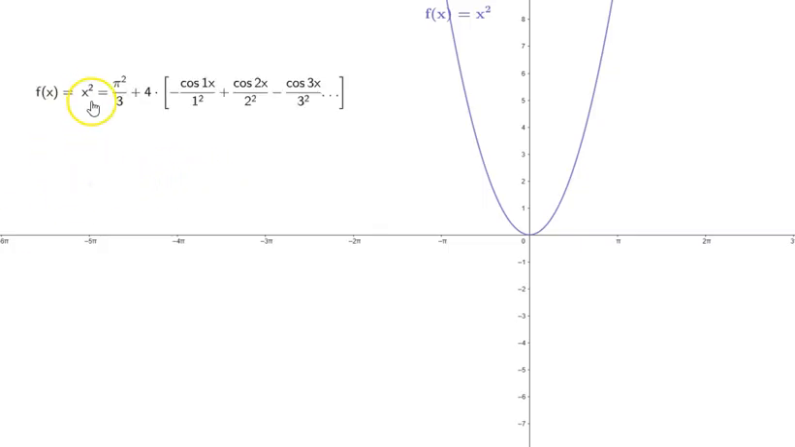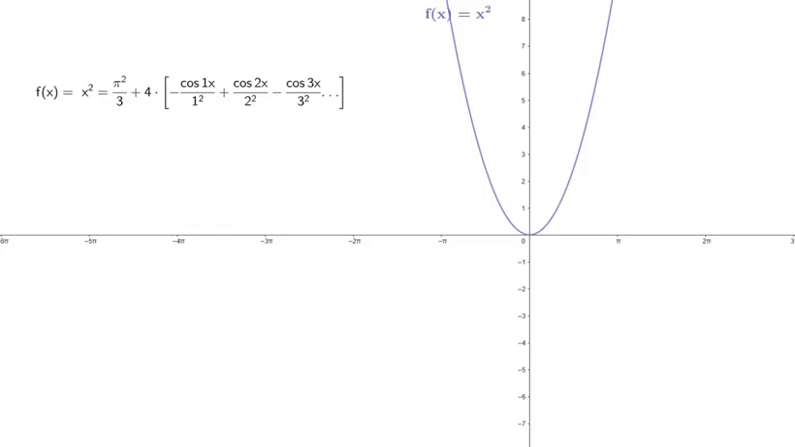Let us take a function f of x equal to x square. What we want to do is convert this into a series where the terms are made up of sine and cosine functions. So here we have f of x equal to x square, and that would be equal to this series: pi square by 3 is a constant, plus 4 times minus cos 1x by 1 square plus cos 2x by 2 square minus cos 3x by 3 square, and so on.